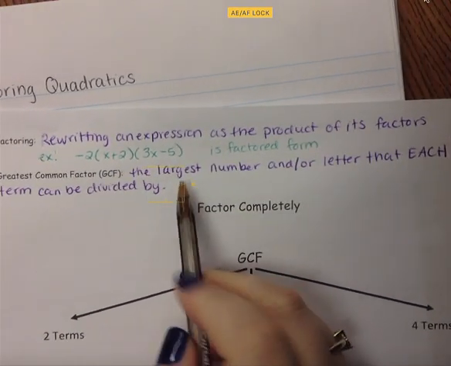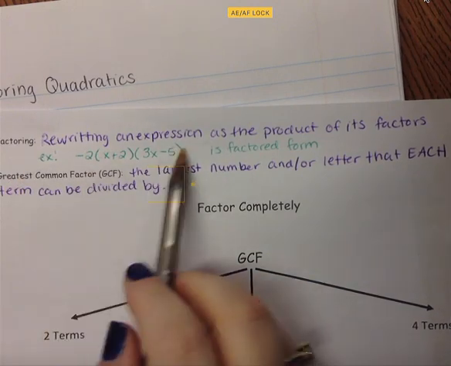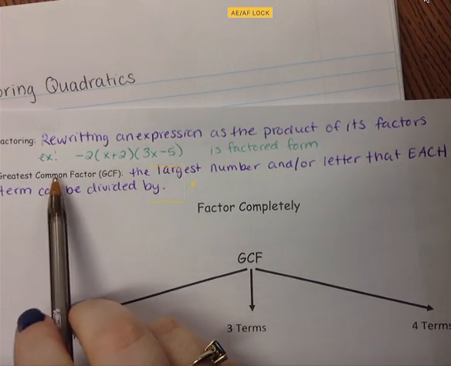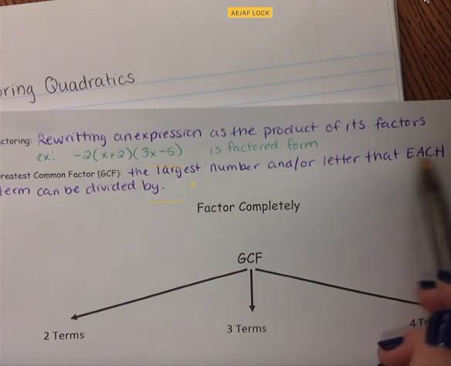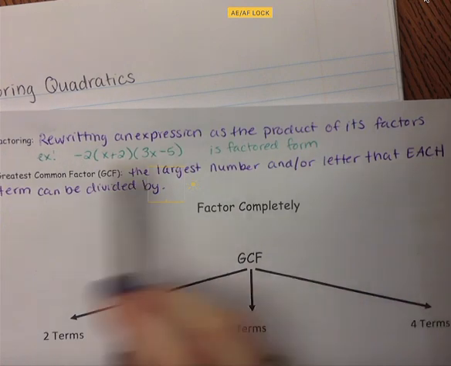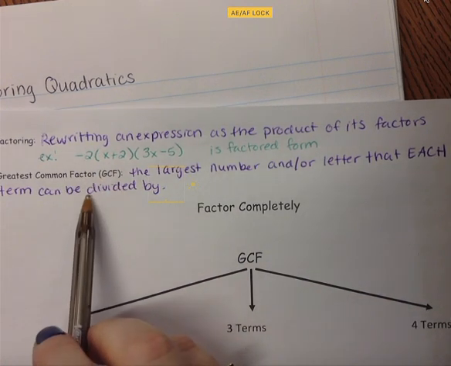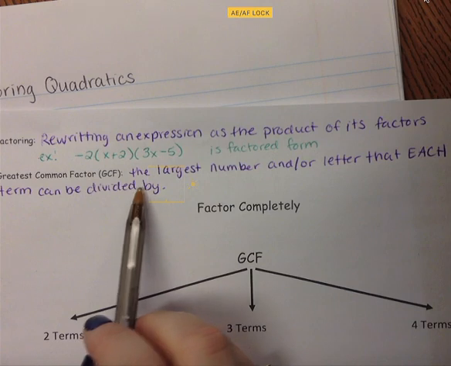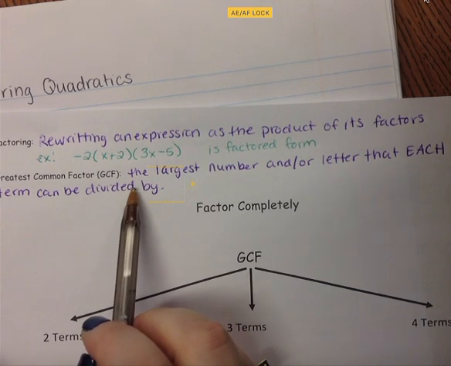So the reason it's called the largest, greatest, means it's going to be the largest. Common is because it has to go into each of the terms, each term. So if there are 8 terms, it has to go into all 8 terms. Factor, because it can be divided by it, because the inverse of multiplication is division.